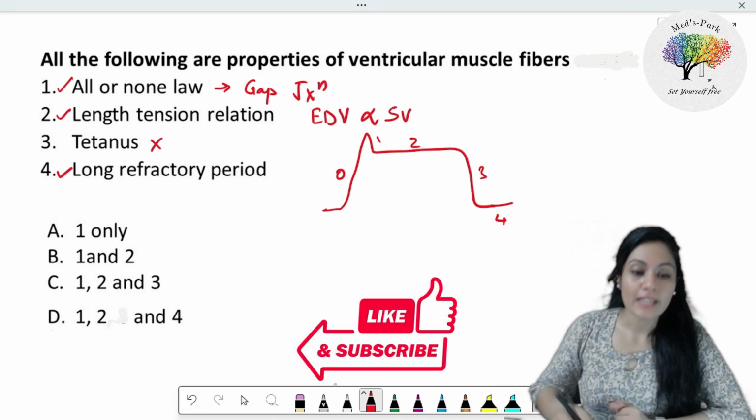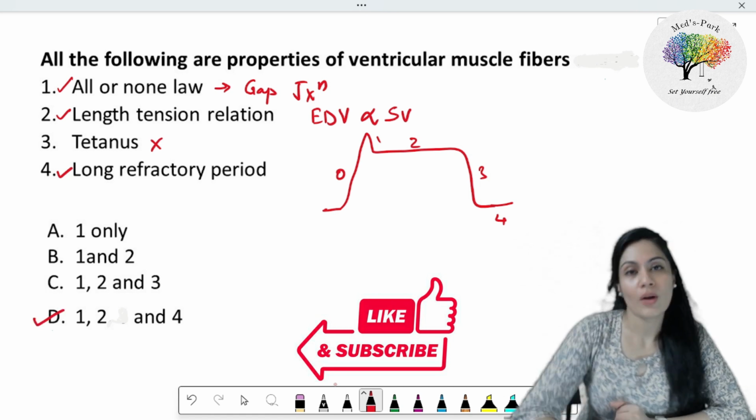cardiomyocyte. So the answer is going to be 1, 2 and 4.